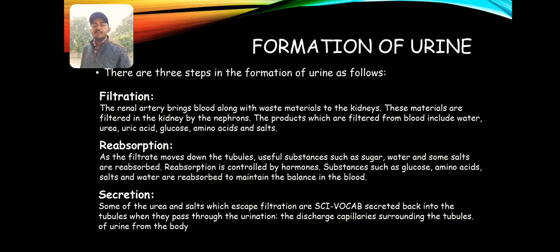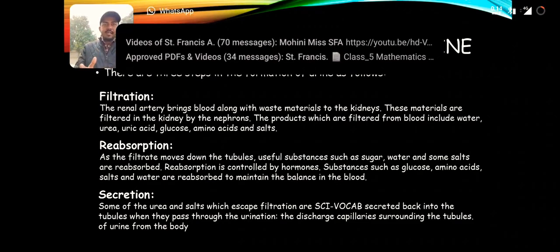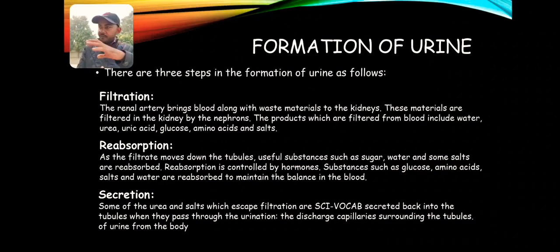So secretion is that when it is already filtered, and the waste product is there, then some of the urea and salt which escaped in the second process are then again secreted into the urine. That's it. So the main thing is that it happens in stages: once the filtration happened, then reabsorption happened, and then secretion happens. Whatever is still left after reabsorption is again secreted into the urine.